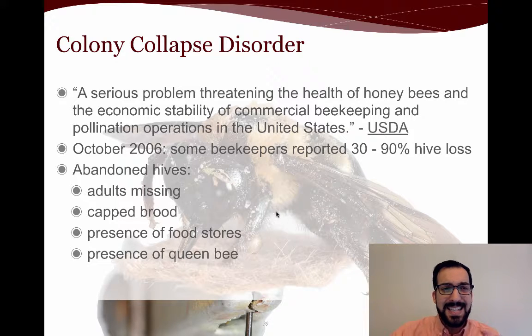Now, in 2006, there was this phenomenon that was named colony collapse disorder, which made people very concerned about honeybees and pollinators. It was referred to as a serious problem threatening the health of honeybees and the economic stability of commercial beekeeping and pollination operations in the United States. So here specifically, it says the economic stability of commercial beekeeping and pollination operations.